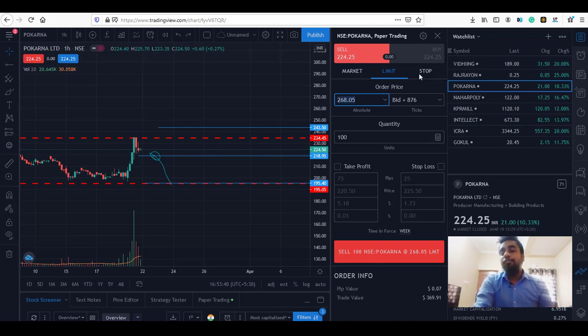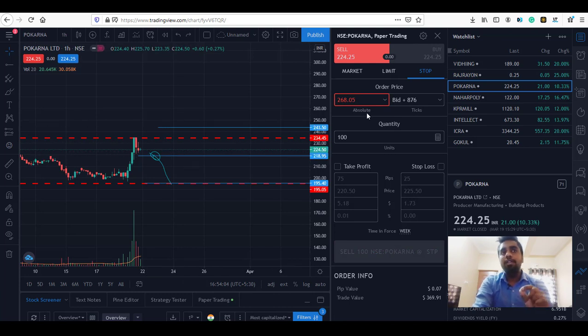If you want to sell the stock below the current price, that is what we're going to do now. We're going to place the sell trade below the current price. The market price and current price are the same, right now 224 rupees 25 paise. So I'm going to place a sell order below that. For that, I'm going to use a stop order, placed below the current price.